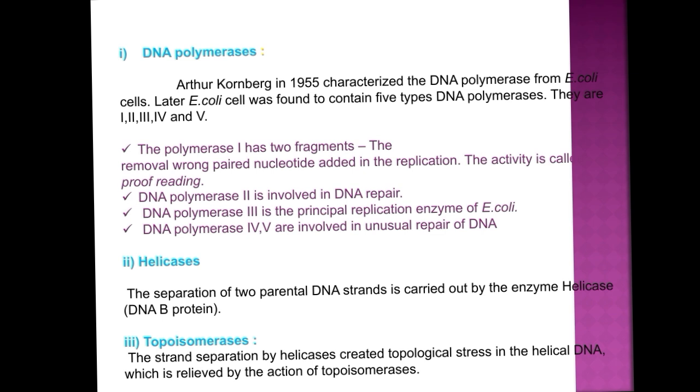Next is DNA polymerase. Arthur Kornberg in 1955 characterized the DNA polymerase from E. coli cells. Later, E. coli cells were found to contain five types of polymerases. They are polymerase 1, polymerase 2, polymerase 3, polymerase 4 and polymerase 5. Polymerase 1 has two fragments. The removal of wrongly paired nucleotides added during replication is called proofreading.